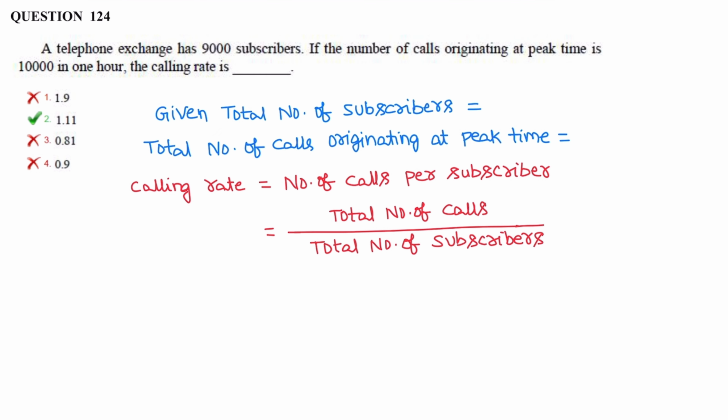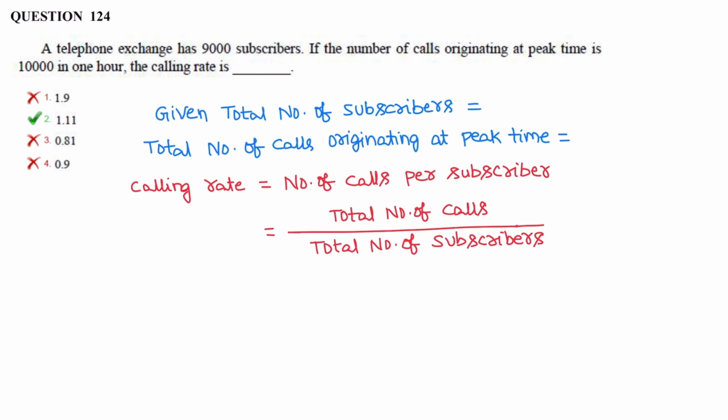Next question. Consider a discrete time LTI system described by the equation y of n minus 1 by 2 y of n minus 1 is equal to x of n plus 1 by 2 x of n minus 1. The frequency response of the system is. So given a discrete time linear time invariant system, the system is described as y of n minus 1 by 2 y of n minus 1 is equal to x of n plus 1 by 2 x of n minus 1.